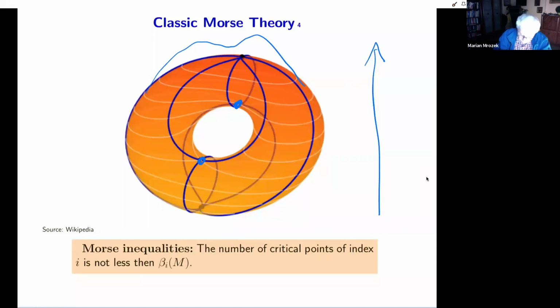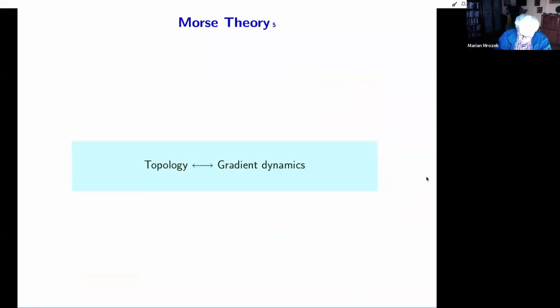Okay, so I already mentioned last time that there are a lot of applications of Morse theory which go in both directions. If you understand the topology of the manifold better, then you may draw conclusions about the features of the dynamical system. If you understand the dynamical system better, you may draw conclusions about the topology of the manifold.